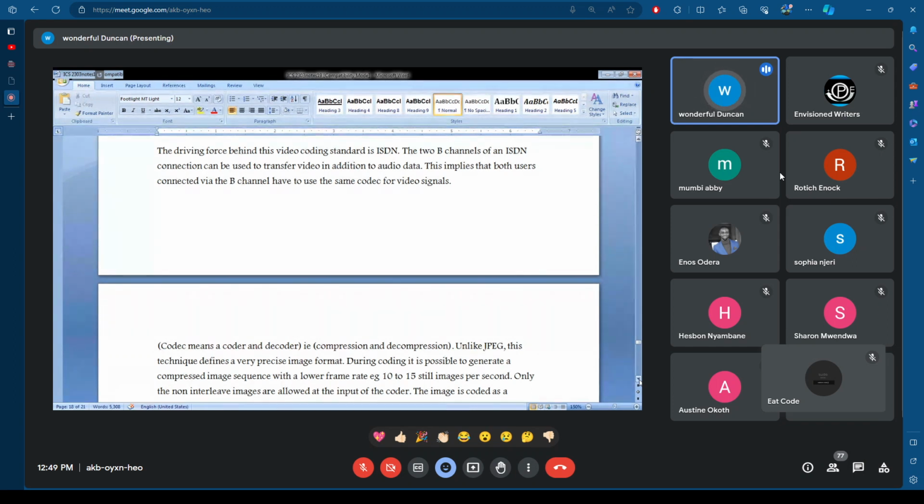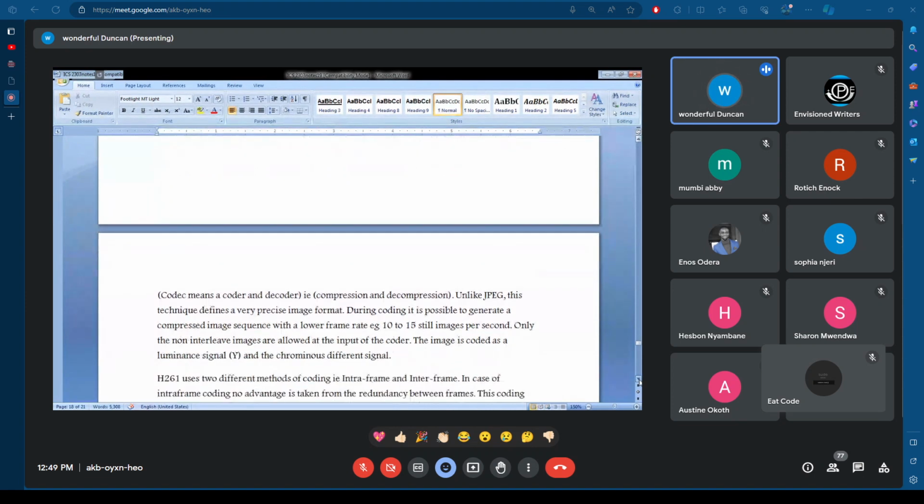Unlike JPEG, this technique defines a very precise image format.